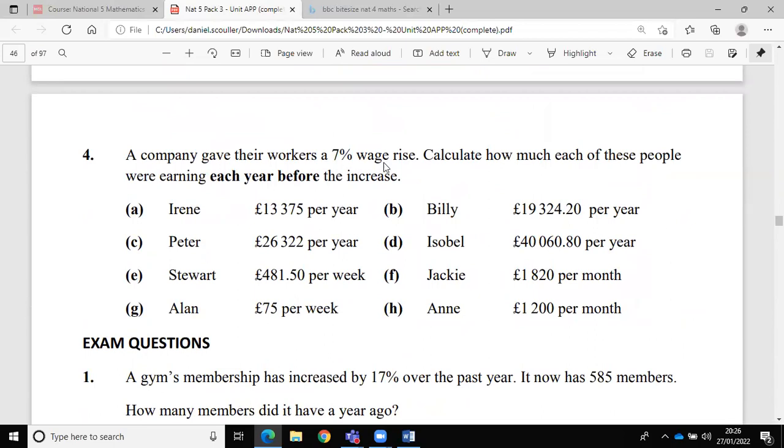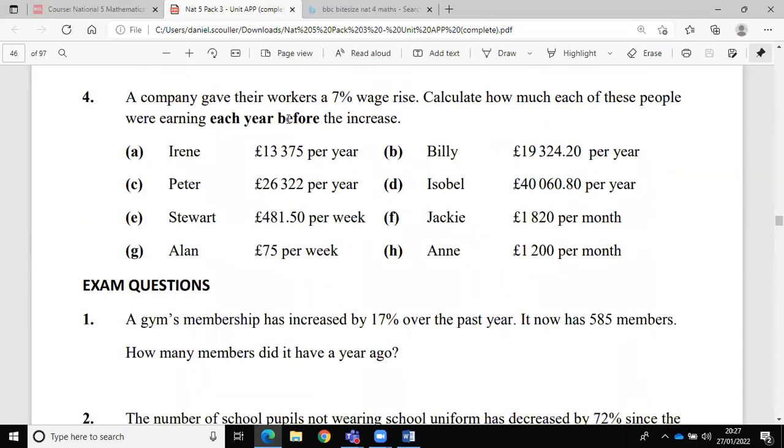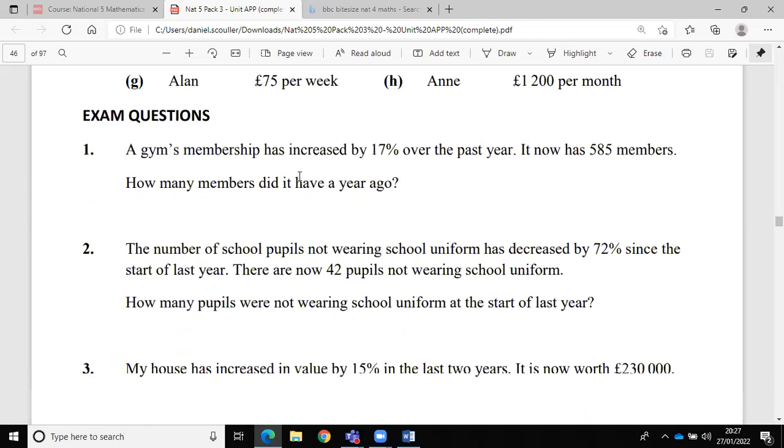7% rise. It's what people are after this year, isn't it? So 7% rise. Calculate what people are earning before the increase. So they've got 107% of what the original was. So that's a wee increase.